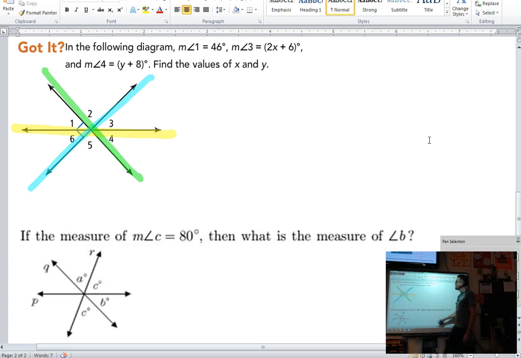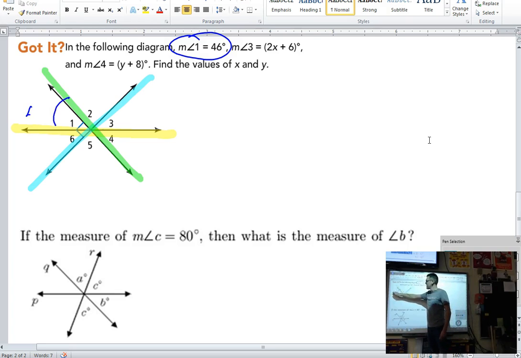We're given that angle 1 is 46 degrees. So I'm going to go ahead and arc it and label it. That's 46 degrees. We always arc it to say that we're showing the size. And you can put the arrow on the end if you want to. You don't necessarily have to.